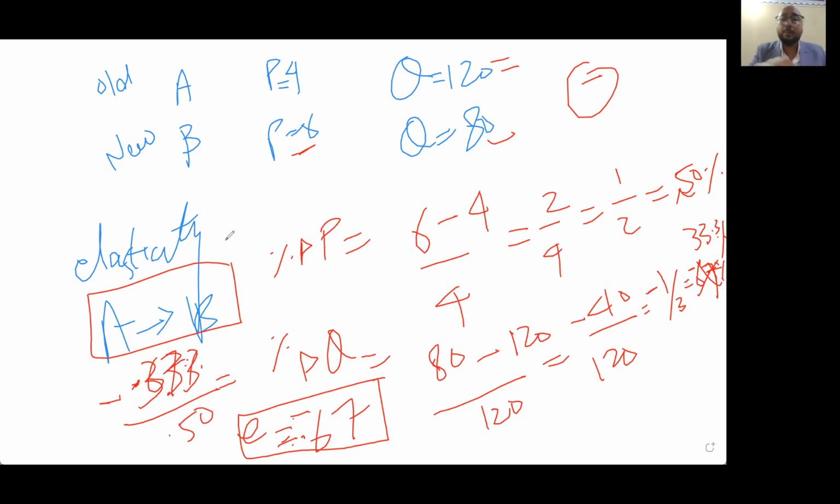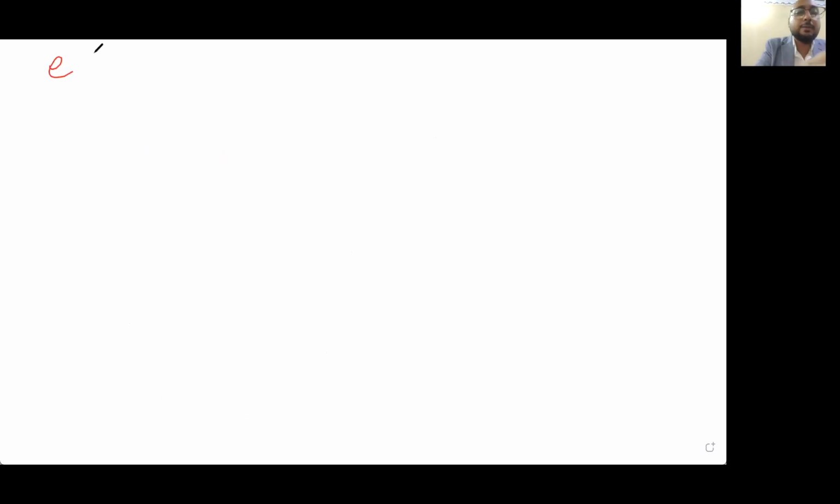What if we calculate from B to A? Let's see that. Let me just erase this. But remember one thing, elasticity from A to B is equal to minus 0.67. If I don't write minus, we automatically assume that because we're talking about price elasticity of demand, there is always a negative relationship. So if the book mentions only 0.67, automatically assume there's a negative relationship.